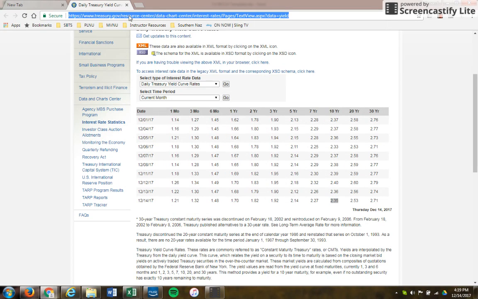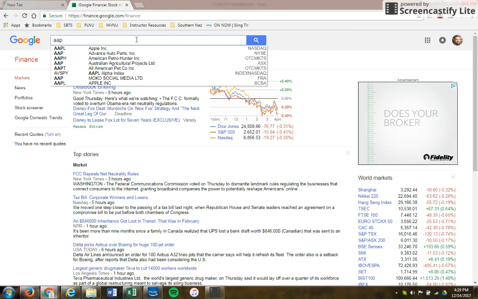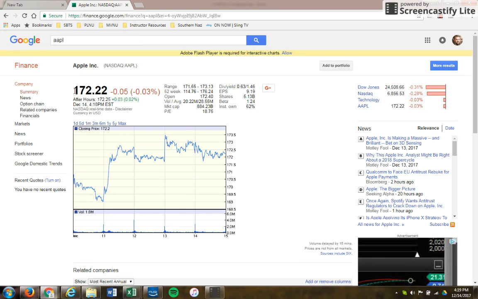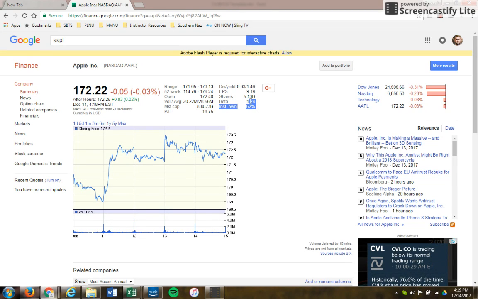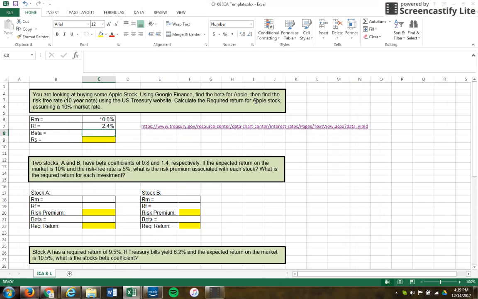The next thing we need to do is find the beta of Apple. So we're going to go to finance.google.com and search for Apple, AAPL. That brings up the current stock price of 172.22, and we want beta. Beta is 1.24. Now remember, the beta of the market is 1. So this says that Apple stock is just a little bit more risky than the market. So we can flip back here and use 1.24 for my beta.